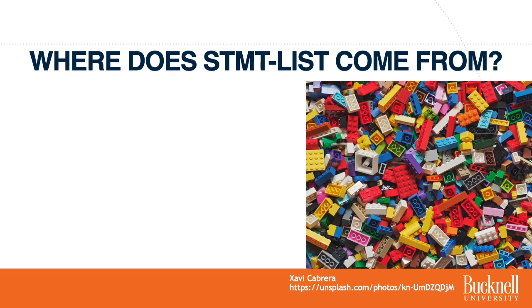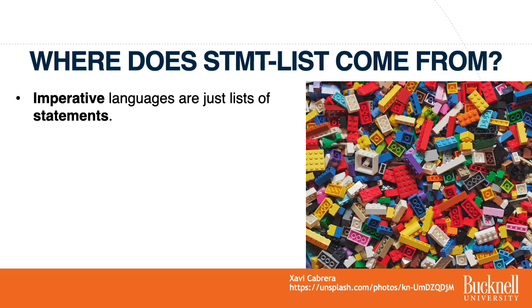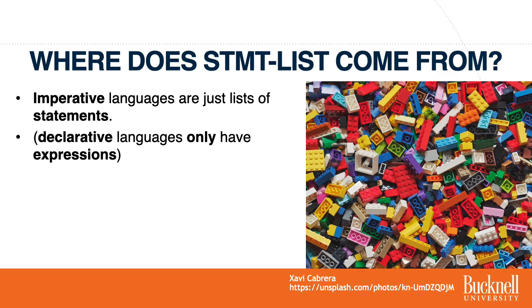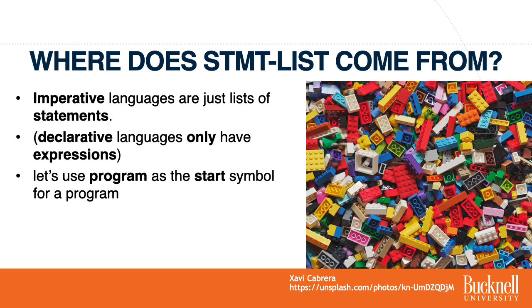So where does statement list come from? We were using it as our start symbol in the previous one, but how do we create a program? Do we start with statement list? Well, imperative languages are just lists of statements. Conversely, a declarative language only has expressions.